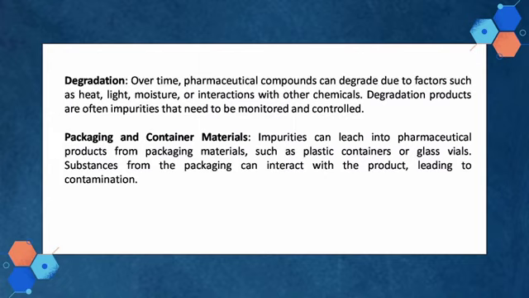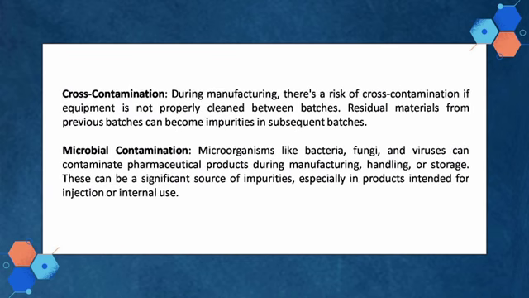E. Packaging and container materials. Impurities can leach into pharmaceutical products from packaging materials, such as plastic containers or glass vials. Substances from the packaging can interact with the product, leading to contamination. F. Cross-contamination. During manufacturing, there's a risk of cross-contamination if equipment is not properly cleaned between batches. Residual materials from previous batches can become impurities in subsequent batches.